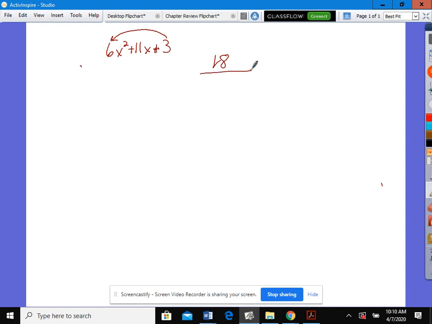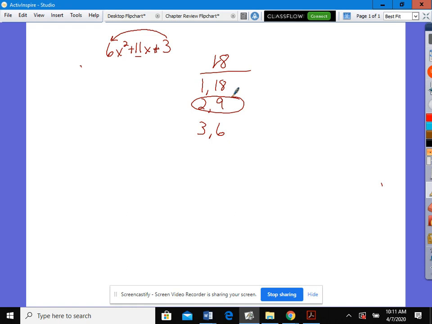So if I want to write out the factors of 18, that is 1 and 18, 2 and 9, and 3 and 6. We're looking for the set of factors here that are going to sum to the middle term, so that are going to sum to 11. If you look here, 2 and 9 are the factors that are going to add to 11. So those are the two numbers we need to use.